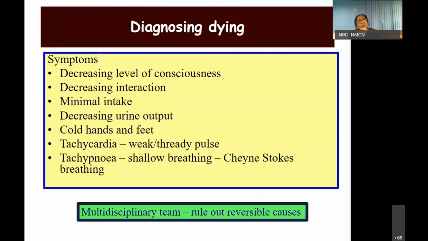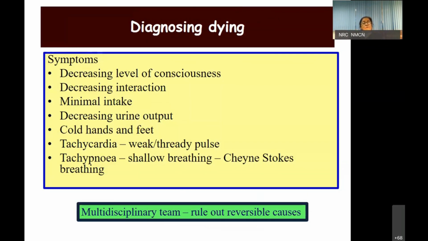So before we get on further, we need to know that are we diagnosing the process of dying correctly? Then only can we guide the family. So the general symptoms that you see are that the patient suddenly, the level of consciousness decreases or changes. They stop interacting, their intake becomes less. Eventually the output also becomes less.